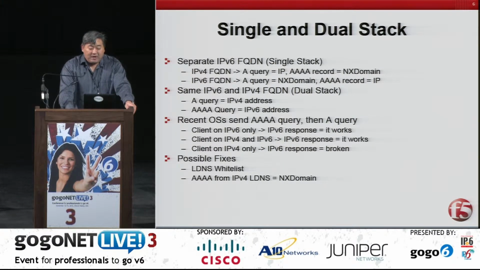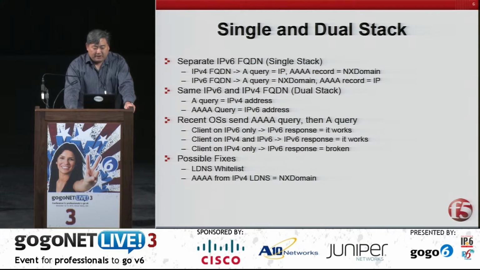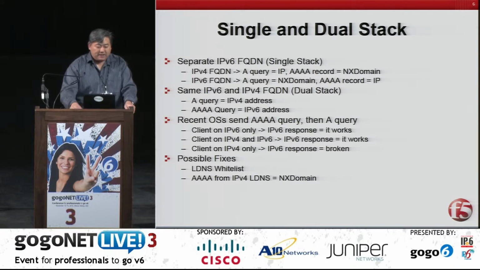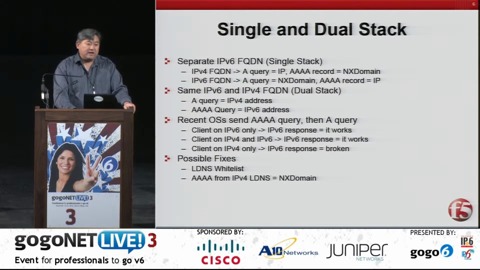So what happens is that if your client is on an IPv6 network, you're going to send a quad A first, you'll get an IPv6 response, and you'll be connected up, and everything will look like it's good to go. On the other hand, if your client is on IPv4 and IPv6, you make that quad A query, and you'll get back an IPv6 address. You'll connect over IPv6, and everything works fine.